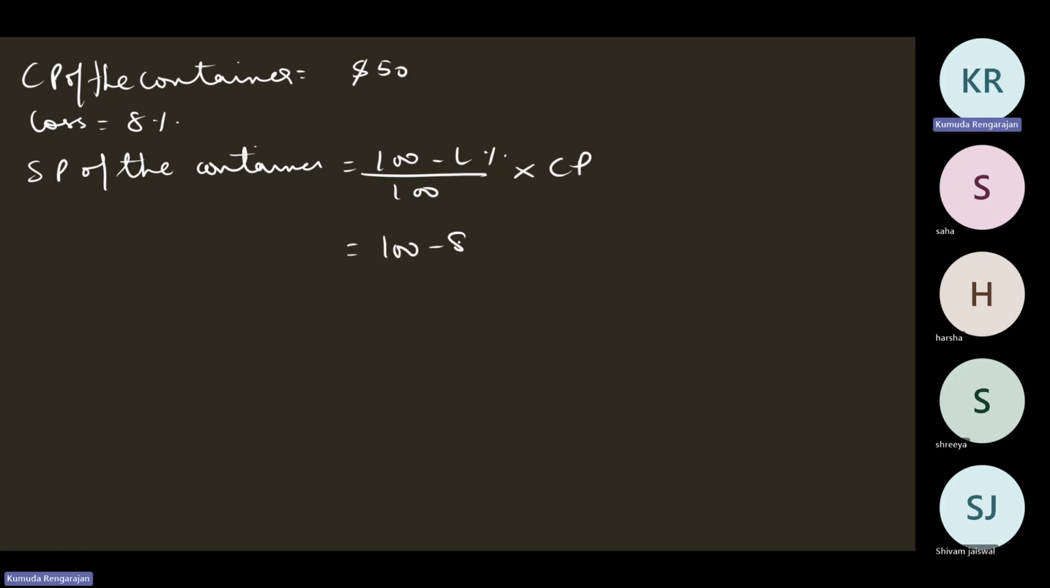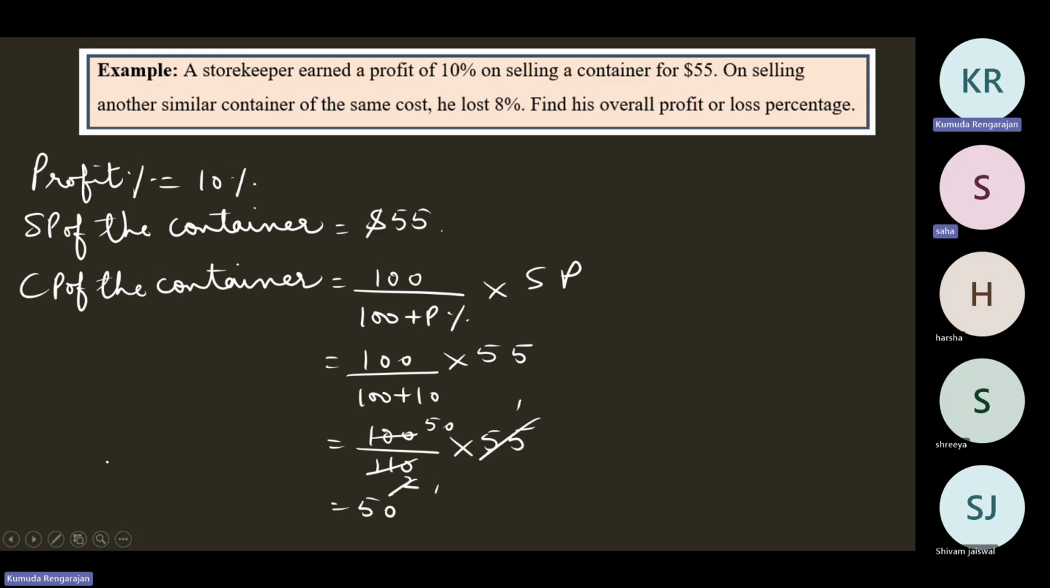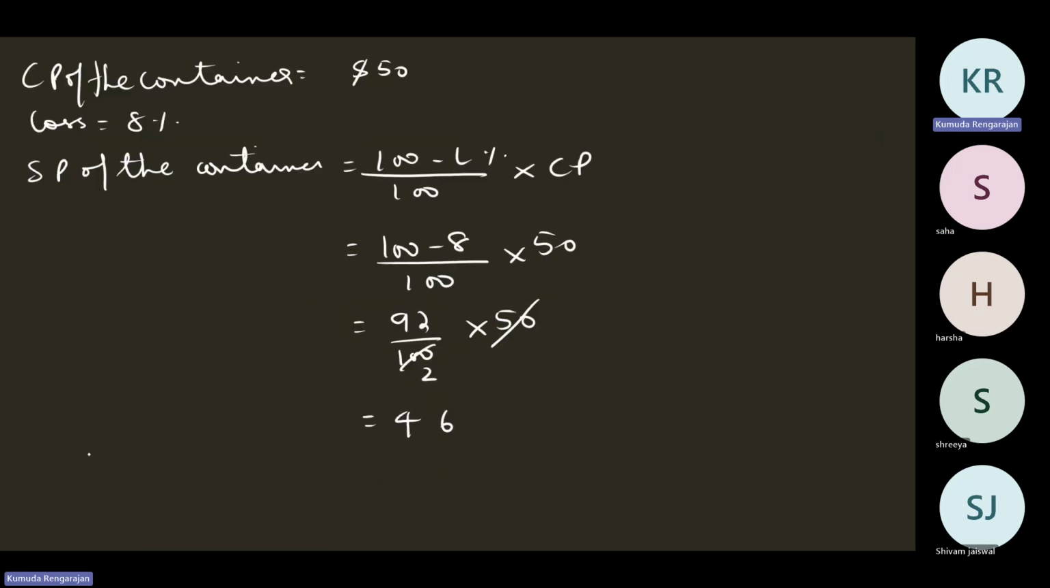So 100 minus 8 by 100 into 50. 92 by 100 into 50, which is 46. So the SP of the container is 46 rupees. The question is to find the overall profit or loss percentage.